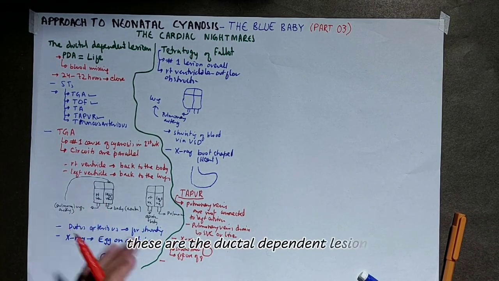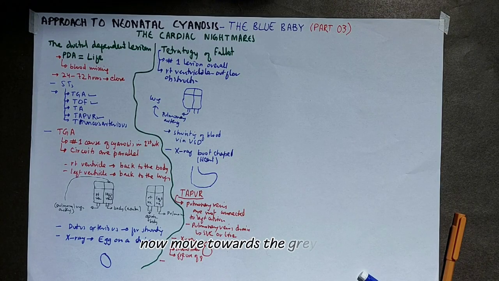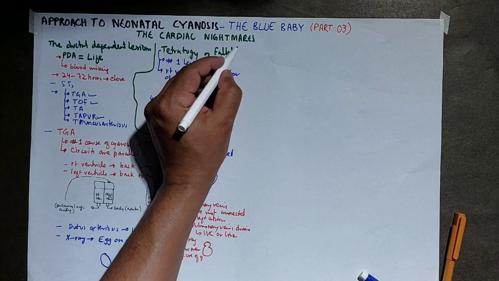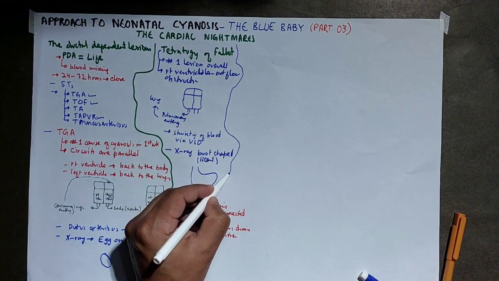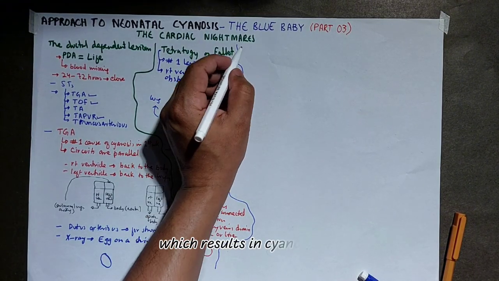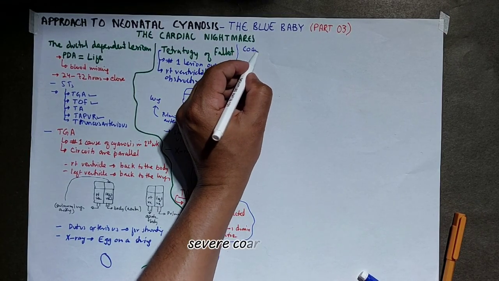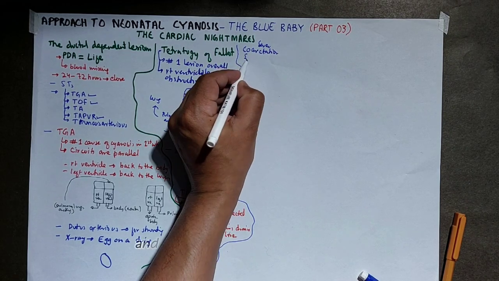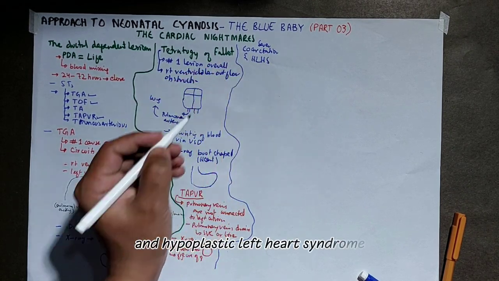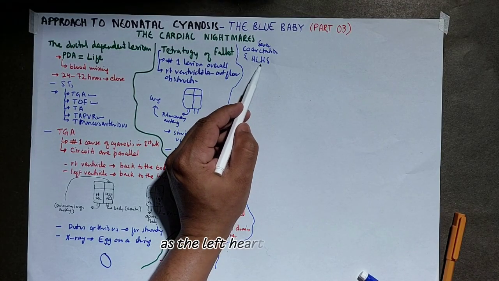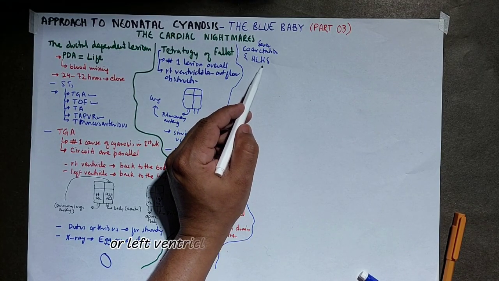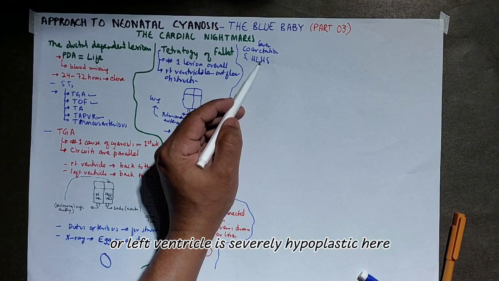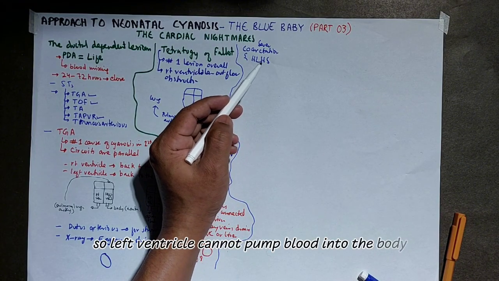These are the ductal dependent lesions. Now move toward the gray babies. That is Hypoplastic Left Heart Syndrome or critical coarctation. So two more conditions of the heart which result in cyanosis are severe coarctation and hypoplastic left heart syndrome. As the left side of the heart, the left ventricle, is severely hypoplastic here, the left ventricle cannot pump blood into the body.